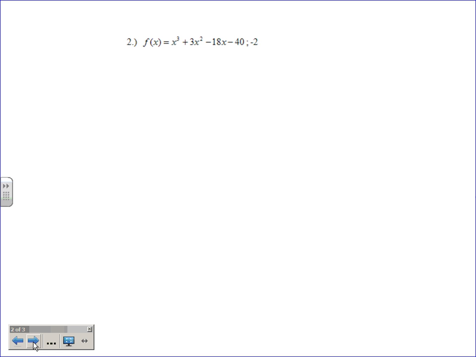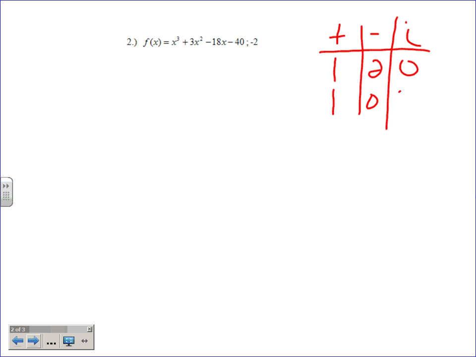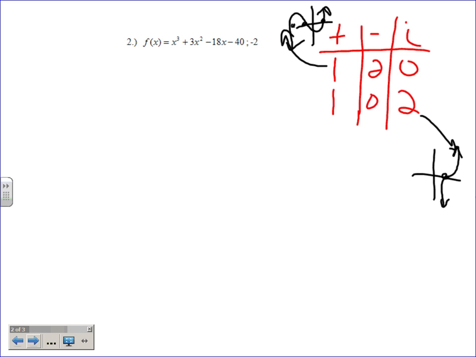Let's just breeze through this portion. Did you get 2 rows? Yep. I believe 1, 2, 0 and 1, 0, 2. Do you agree with my 2 rows of Descartes? And it is x to the 3rd. So what do we got here? 1 positive, 2 negative. And just basically 1 positive. One of those 2 is going to happen.